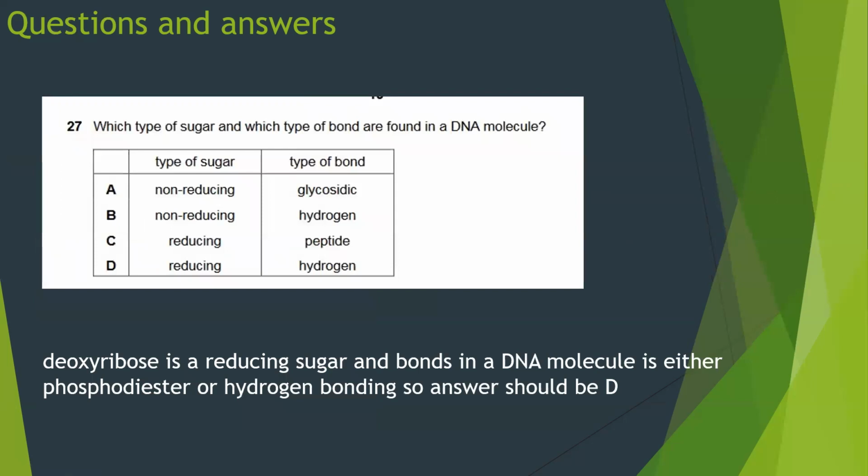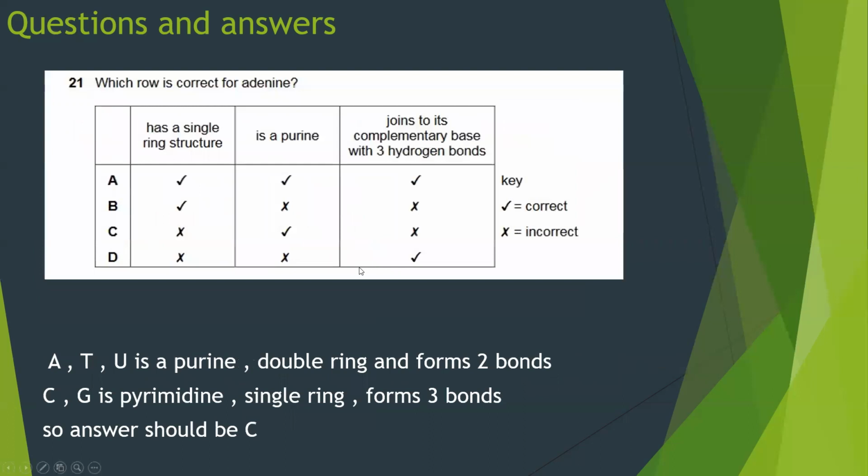And let's look at this question. Which type of sugar and which type of bonds are found in a DNA molecule? Type of sugar: deoxyribose and ribose sugar are both reducing sugars. And what types of bonds are present in the DNA molecule? There can be only two, phosphodiester or hydrogen bonding. Glycosidic is for sugar molecules and peptide is in protein synthesis. So A and C are definitely out, and for B, the type of sugar must be reducing sugar, so the answer is D.